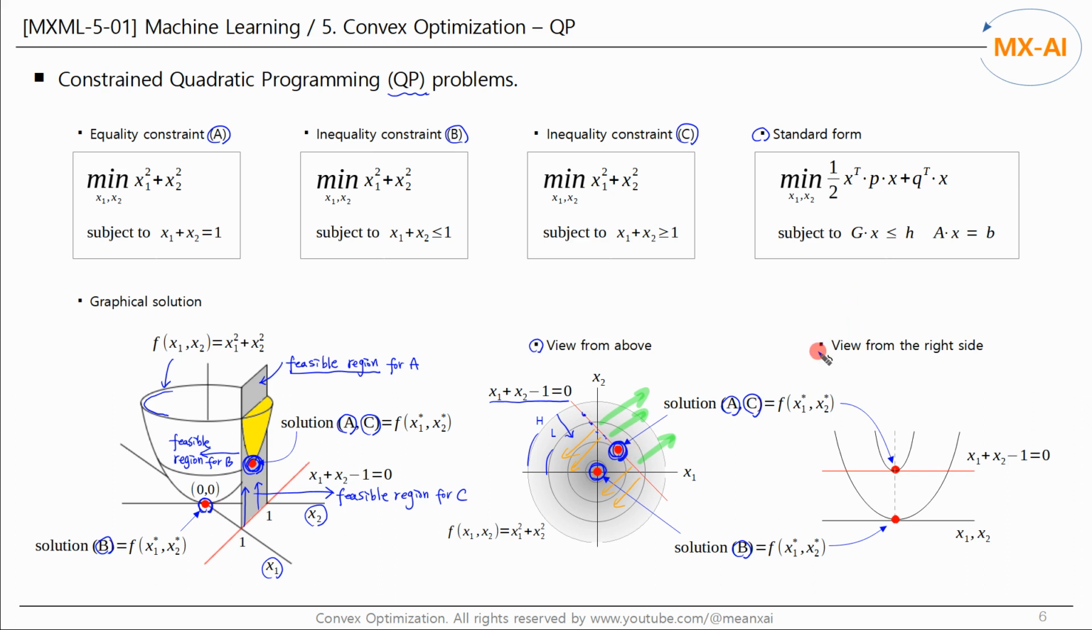And the objective function looks like this when viewed from the right. The solution is at this point or at this point. Since the view from above is easy to interpret, we will use this figure from now on. Since the location of the solution varies depending on the constraints, it becomes difficult to find the solution when there are many or complex constraints. From the next video, we will look at the generalized methods to find solutions for each case one by one.